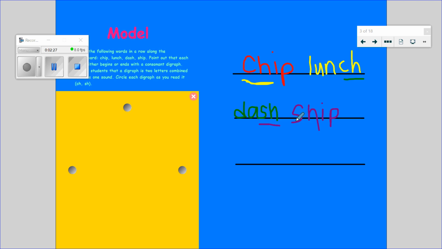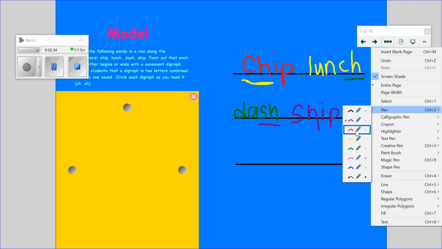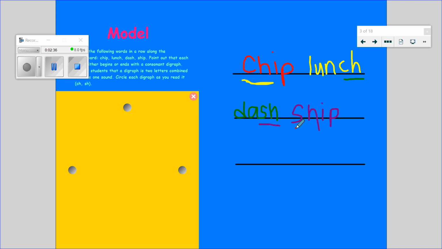Our last word for today is ship. Ship. I hear the sh sound in ship. But this time I see the sh at the beginning of the word. So that would be an initial digraph blend.